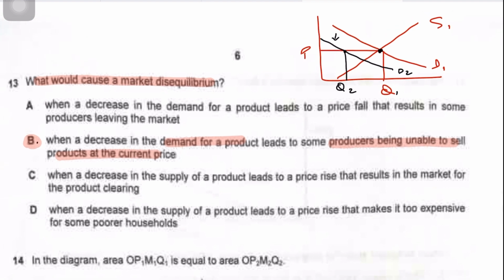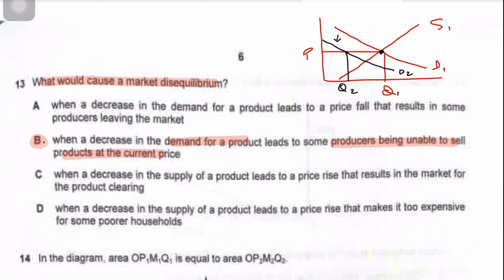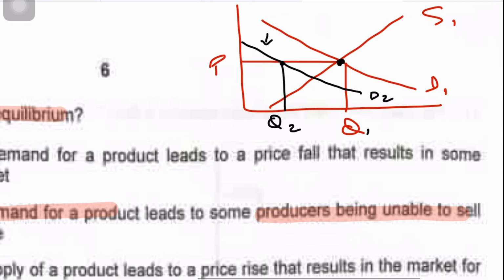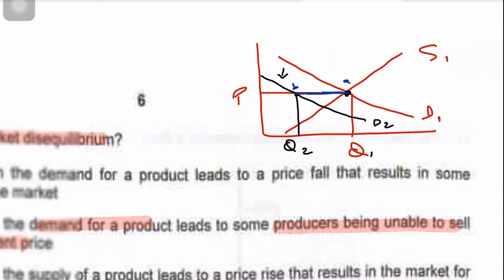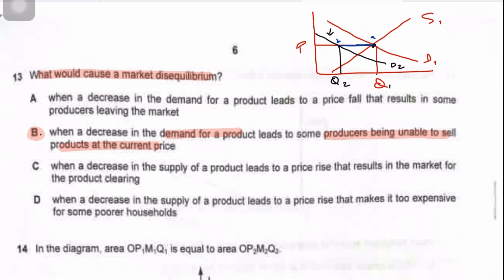Because what happens is, when your demand goes down, it shifts from D1 to D2. Basically, it results in a subsequent shortage, and the shortage is represented by this difference. This difference represents your entire shortage. That is A minus B, or Q1 minus Q2, is your shortage, which is effectively a disequilibrium.